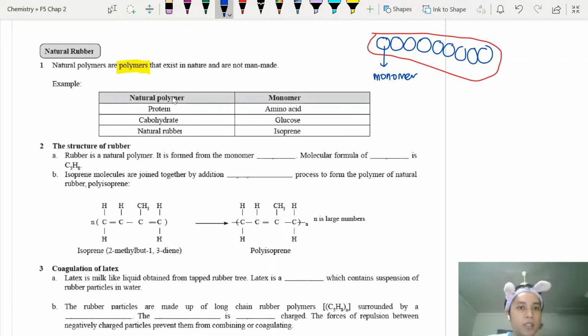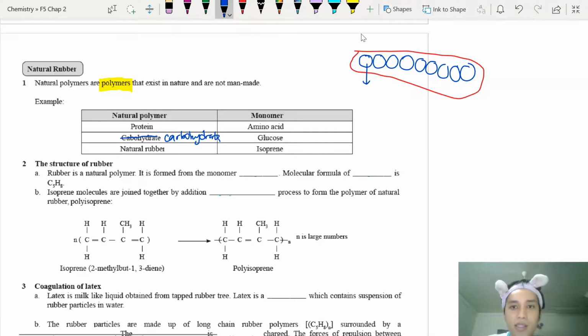So for protein, if you digest protein in your body, it changes into amino acids. For carbohydrates, if you eat bread or rice, your body changes them into glucose, which is the smallest molecule. So your body is breaking down the polymer into its monomers so that you can absorb the nutrients, the amino acids and the glucose.